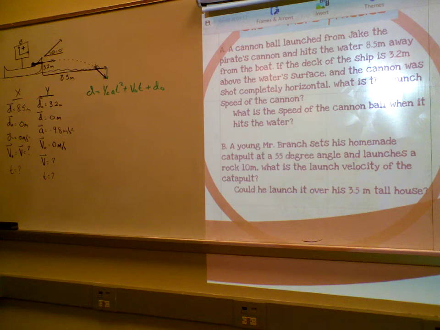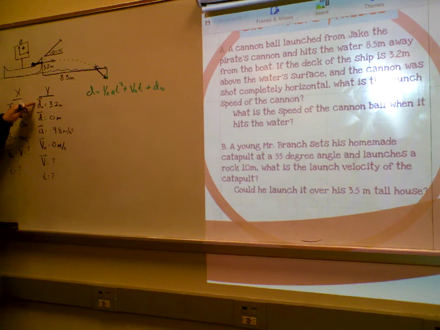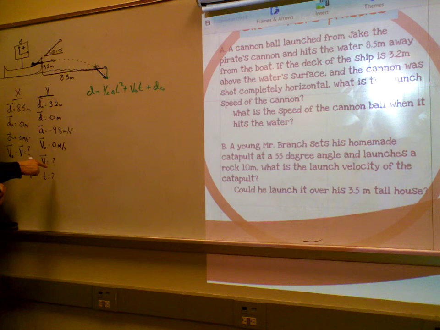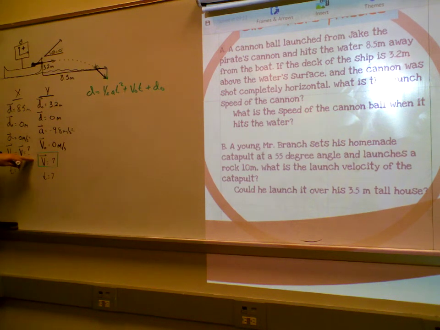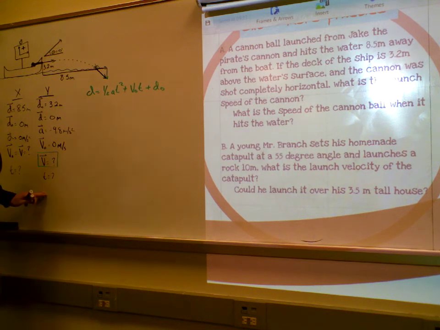Does that make sense? No, why not? We know d, right? 0. d naught 3.2. Acceleration -9.8. v naught 0, right? v does not make an appearance in this equation, which is why we picked it, because we do not know this. Since we don't know this, we need to pick an equation that doesn't have that. It has t, but we're trying to find t. By finding t in the y, we can then use that t to find the velocity in the x.